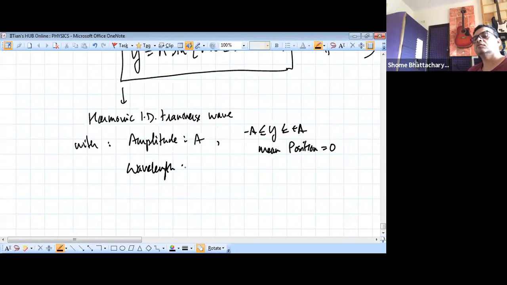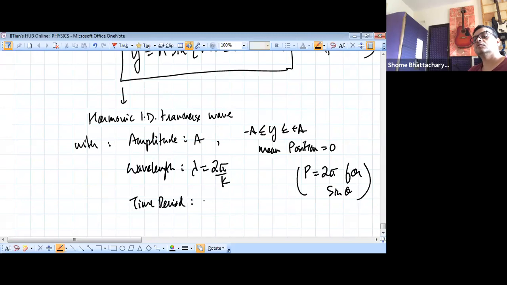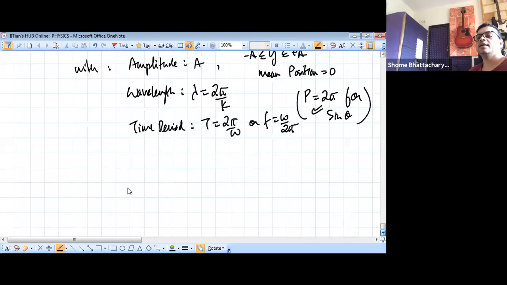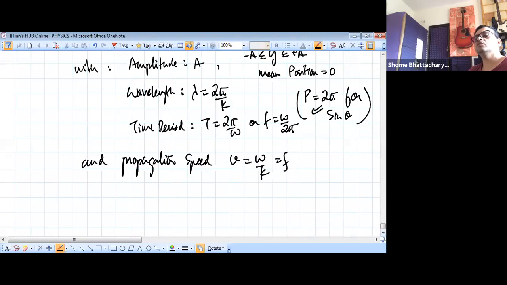Wavelength lambda equal to 2 pi by k, because again the fundamental period is 2 pi for the sine function. So 2 pi by k becomes the wavelength, and the time period is 2 pi by omega, or frequency equal to omega by 2 pi, because of this reason. And propagation speed v equal to omega by k equal to f lambda.